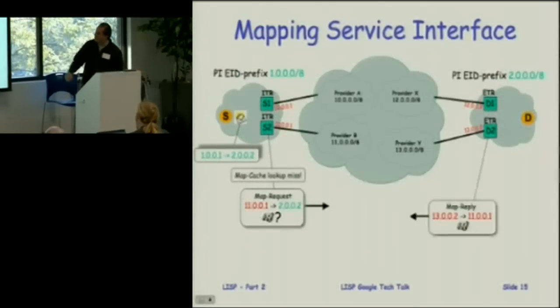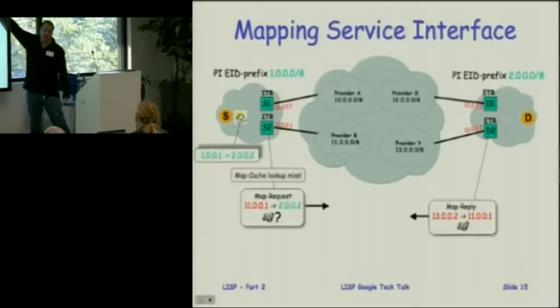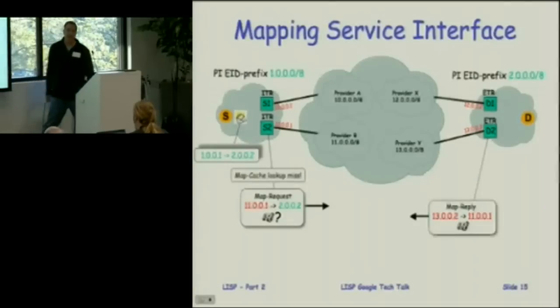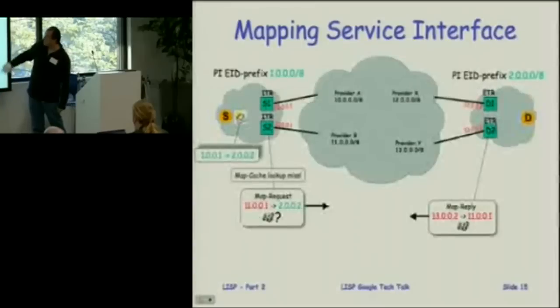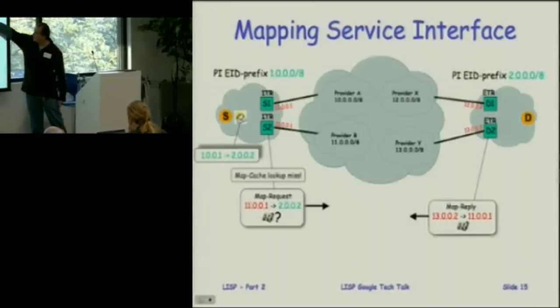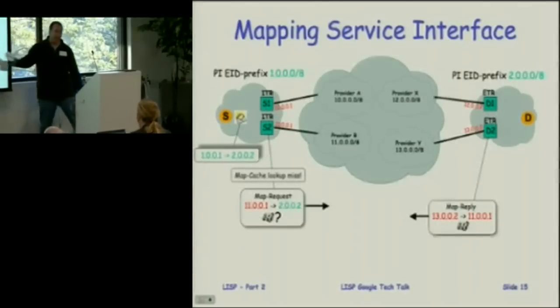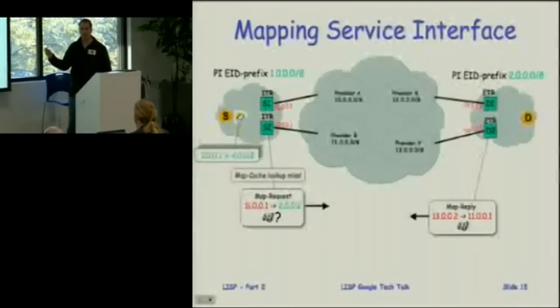Let's just say for now, it gets to one of these two boxes that own 2/8, and then they're just going to send a map reply back to the requester, which is 11.0.0.1, and it's coming from, say, D2. That's the map reply. That's the basic service interface. It looks very much like an ARP request and an ARP reply on a single subnet. That's kind of the idea. We'll talk about how it all happens in the center in a couple slides.